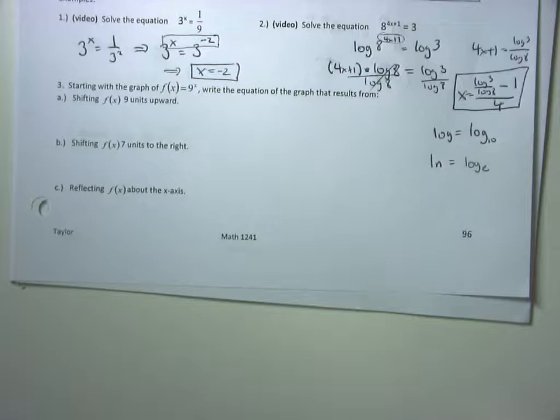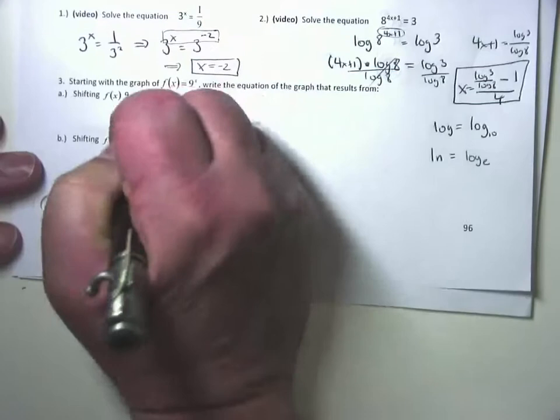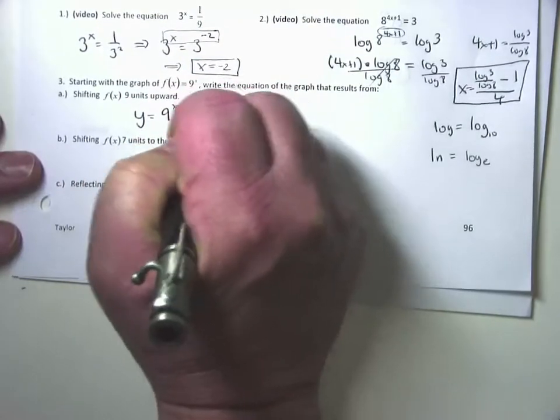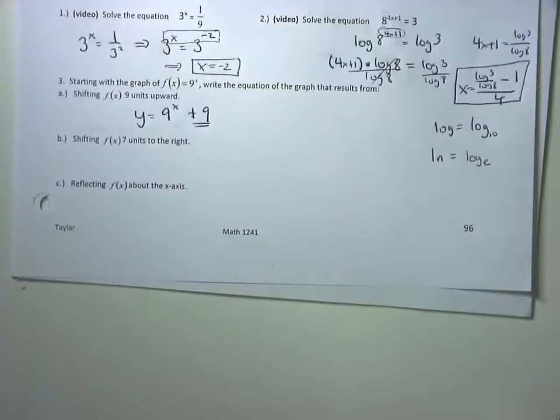This is called a vertical shift. Put it into the problem. So the answer is y is equal to 9 to the x plus 9. That plus 9 moves it 9 units upward. Part B is they want you to shift f of x, which is 9 to the x, 7 units to the right. Here's your problem.